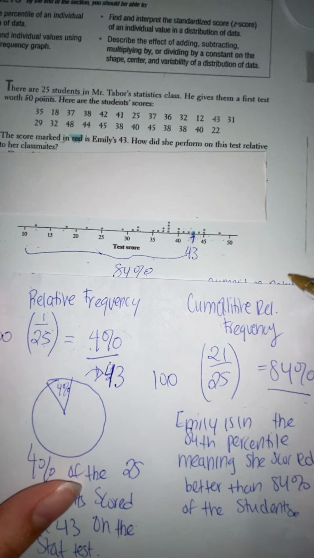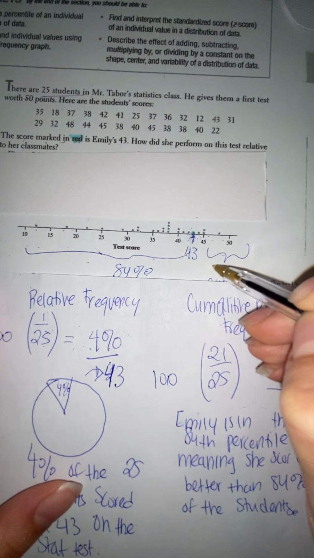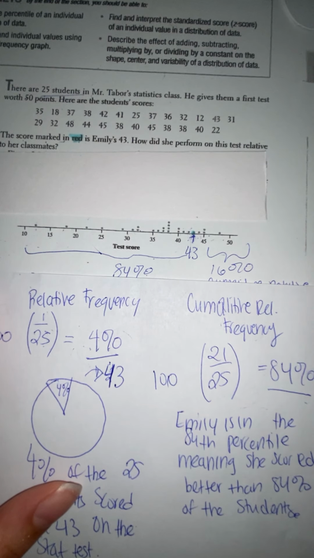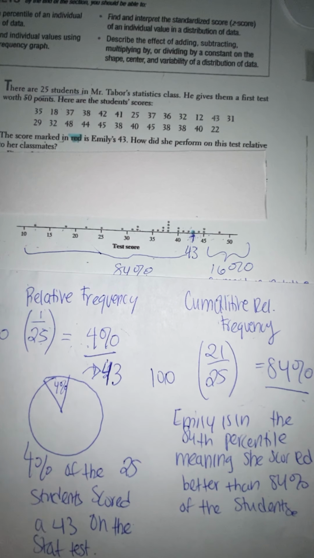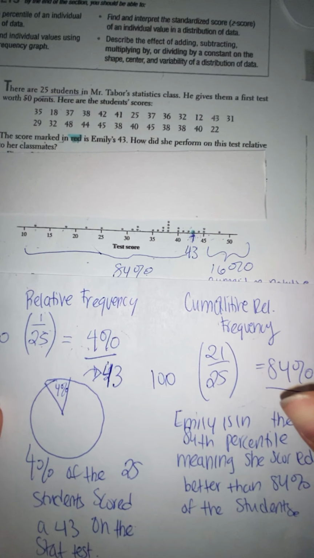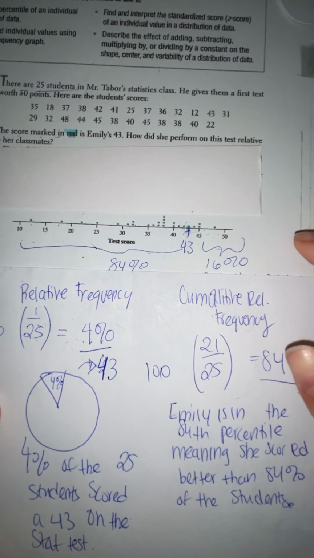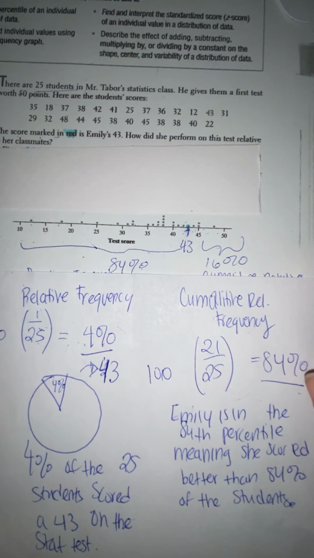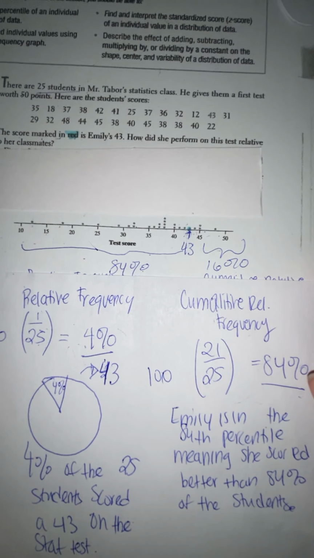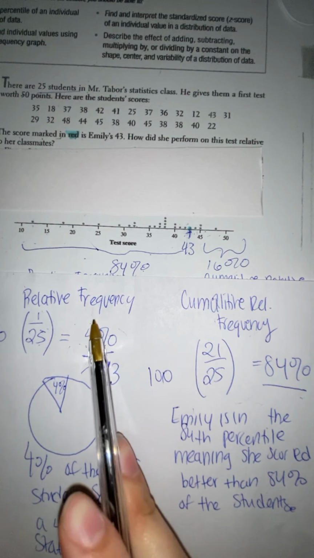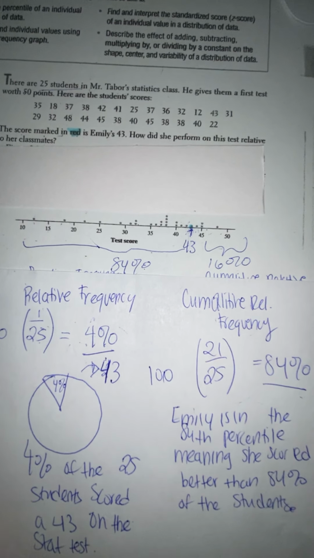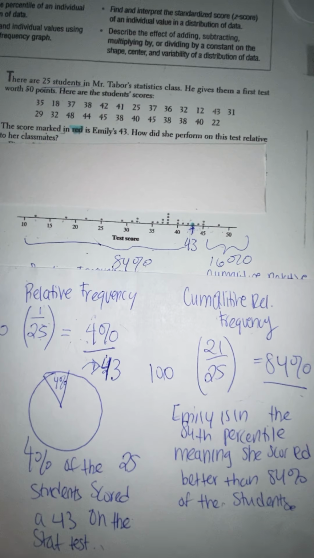Which means that only 16% of the students in the class scored better than Emily, and 84% of the students in the class scored less than or equal to 43. So that is the difference between relative frequency and cumulative relative frequency, and the interpretations you can make with each of them.